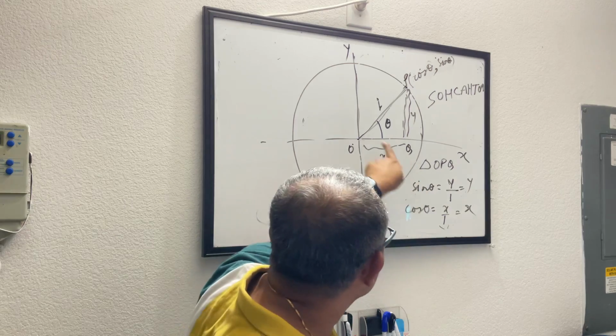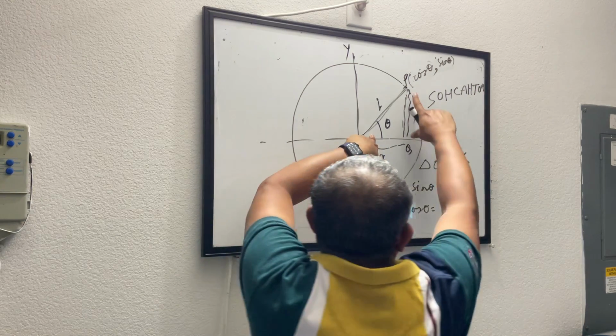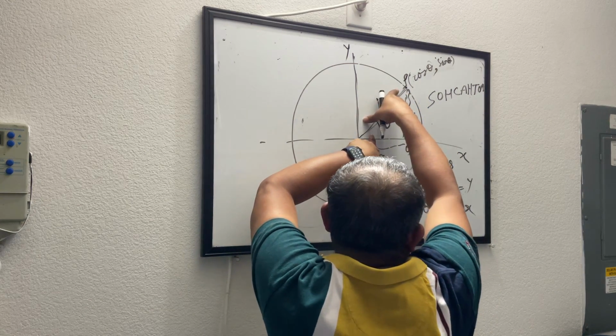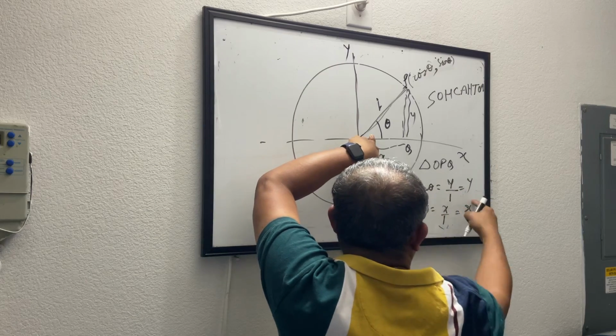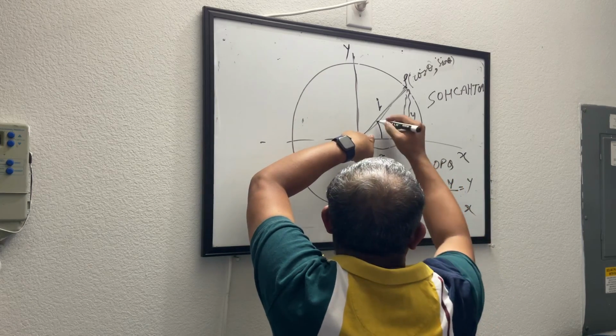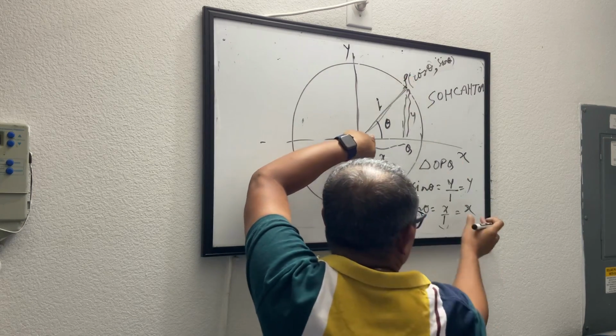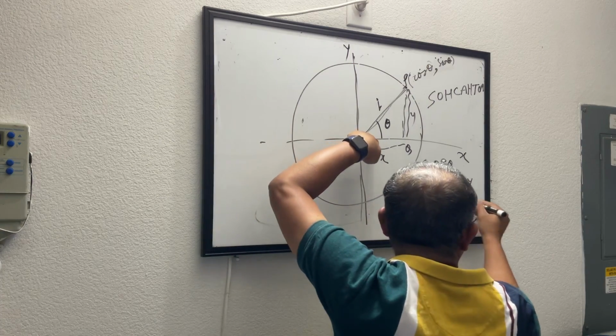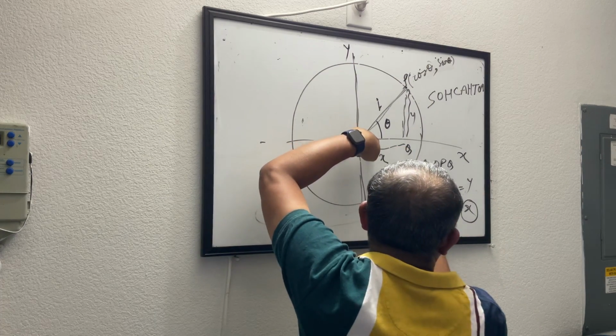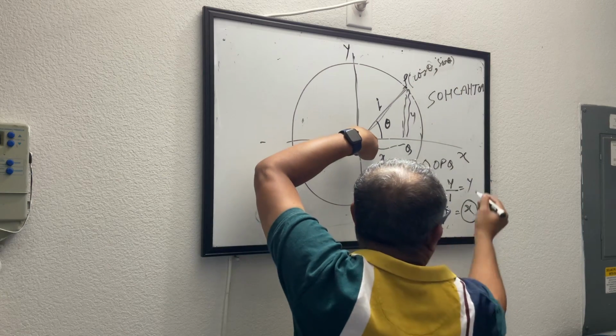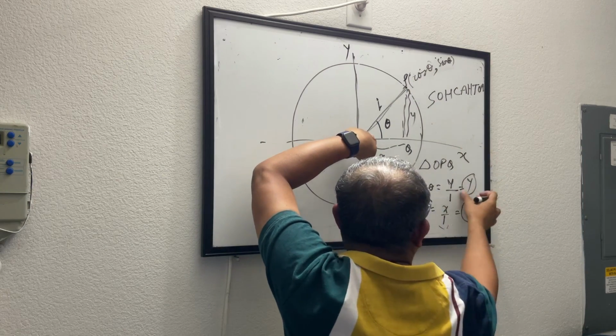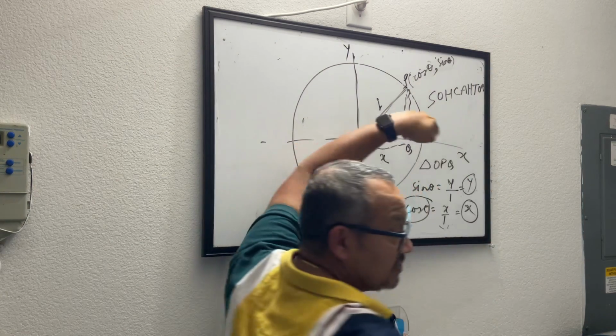What is my sine of this theta? That is y over hypotenuse, which is 1. That is y. Sine theta is y. Cos theta is what? x over 1. That is x. So my x coordinate value is nothing but cos theta. My y coordinate value of that point is nothing but sine theta. So I just replace that.